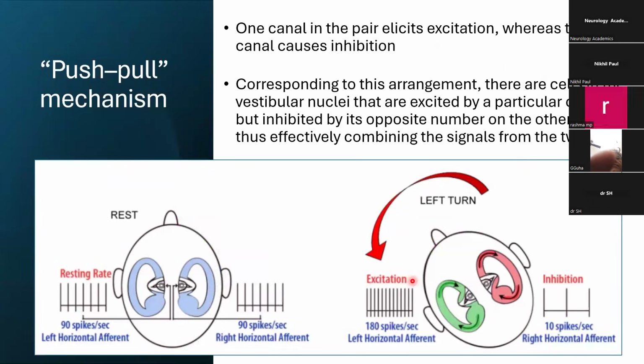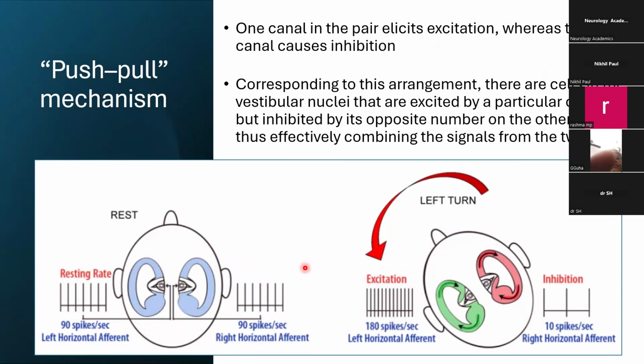So how does this happen? This is something called the push-pull mechanism. Normally in the resting state as shown in this picture, both the semicircular canals fire at an equal rate. Suppose we turn to one side, there is activation of one and the inhibition of the other.